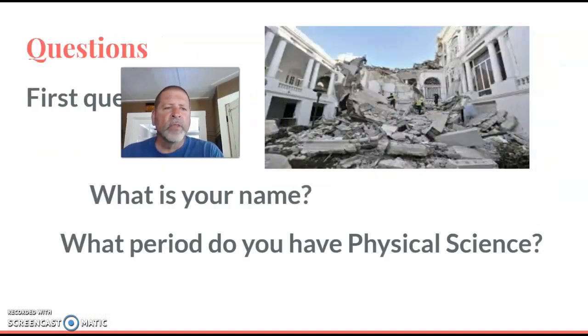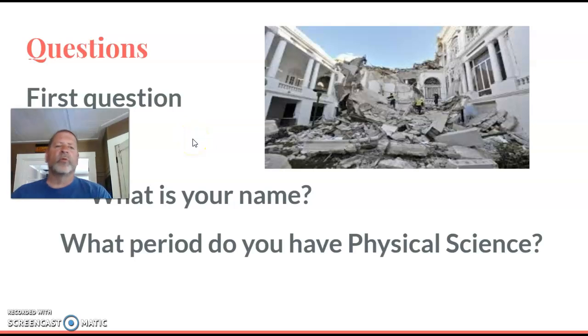Okay, some questions about earthquakes and how they pertain to a wave unit. First of all, we've got about 5-6 questions to answer. Let's start with your name and what period you have physical science, so that when you share that with Mr. Flugum, Mr. Marquis, or I, it's easy for us to grade. Helps anyway.